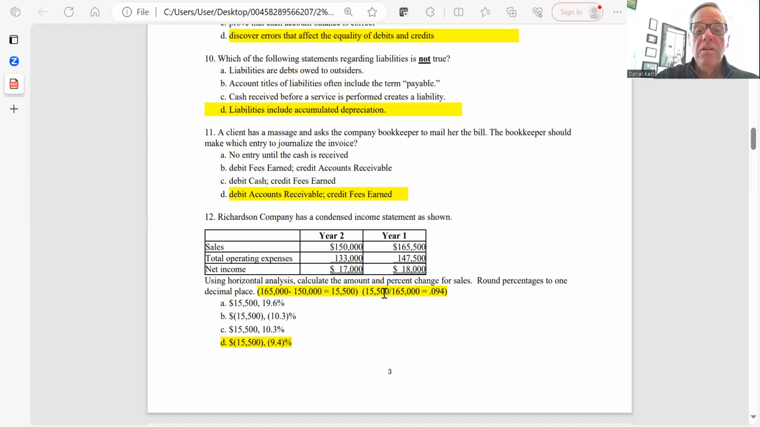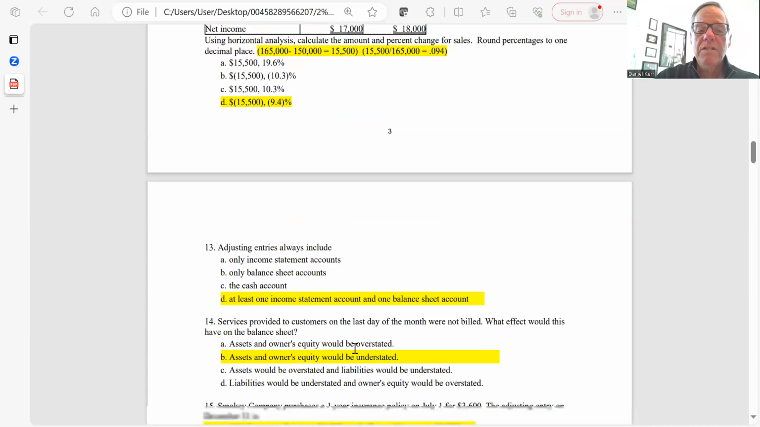15,500. And you divide that by the base year, year 1, which was 165. If you take 15.5 and divide by 165, you get 0.094. So the horizontal change is a negative 15,500, and that is a percentage of 9.4%, which you see my calculation here. You see the answer there, D. Each of these chapters ends with some type of financial analysis. So here we did horizontal analysis. So that was those next questions 7 through 12 from chapter 2.